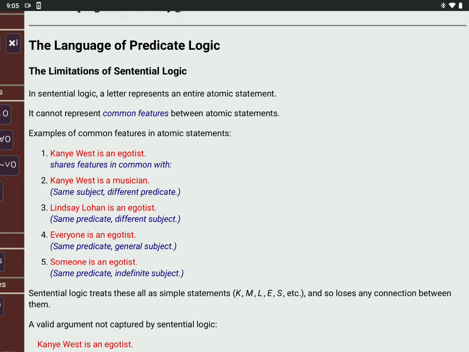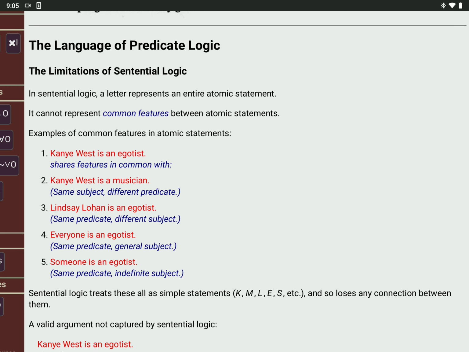Let's first talk about some of the limitations of sentential logic. In sentential logic, we use an uppercase letter to stand for an entire statement, like we might use the letter K to mean Kanye West is an egotist. Because we have a single letter representing the entire statement, we can't represent what that statement has in common with other statements. Consider Kanye West as an egotist. That has something in common with Kanye West as a musician. It has the same subject. It also has something in common with Lindsay Lohan as an egotist. It has the same predicate, even though it's a different subject.